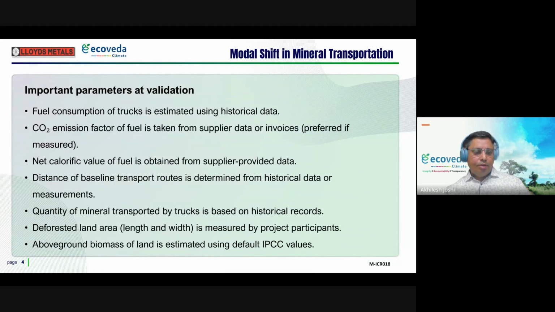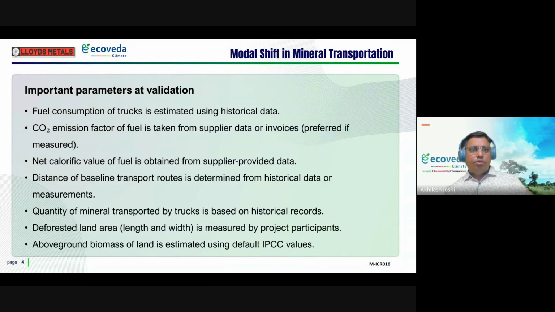So these are some of the important parameters which we are going to monitor. Yes, there are other parameters also, but these are the main ones. The fuel consumption of trucks is estimated using historical data, basically to check the baseline scenario. We have come up with some default factors. Yes, we have received some queries that those default factors are very old, from the CDM methodology. Yes, that is true, and we are going to update them with the latest values, maybe from DEFRA or IPCC or some other reliable source. We also wish to keep the provision for using a region-specific value.